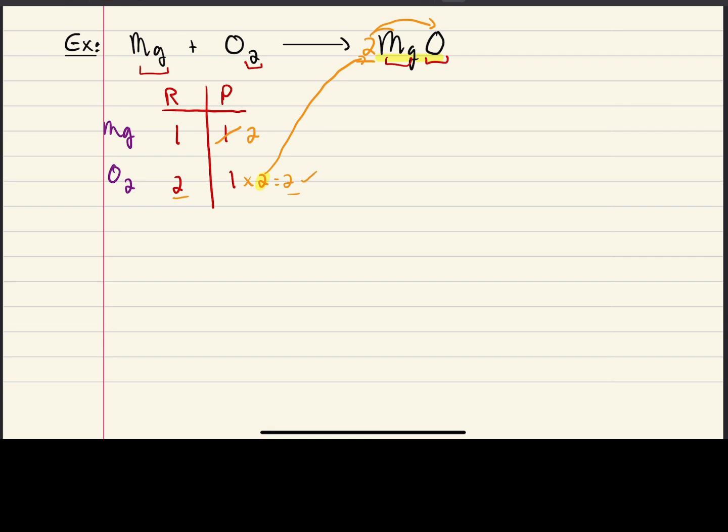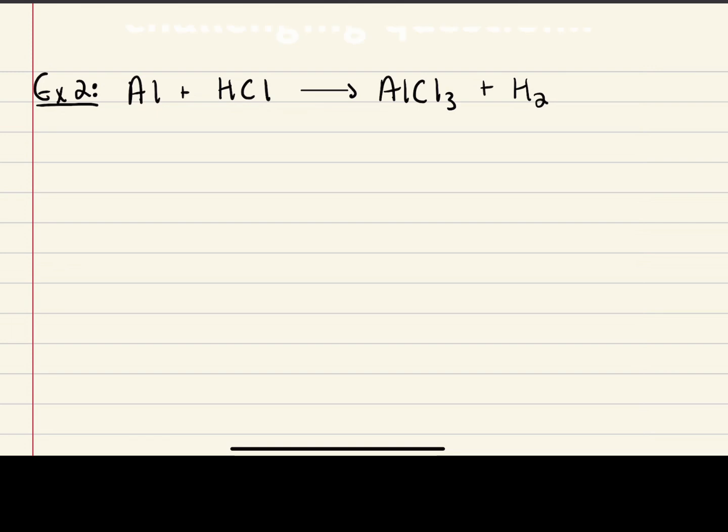Now I have 2 oxygens, but I have 2 magnesiums on the product side. So I'm going to have to multiply the reactant side now by 2, and that's going to give us 2 and 2. That multiplier, like it did the first time, is going to become a coefficient. So our final reaction is going to be 2 Mg plus O2, which gives us 2 MgO.